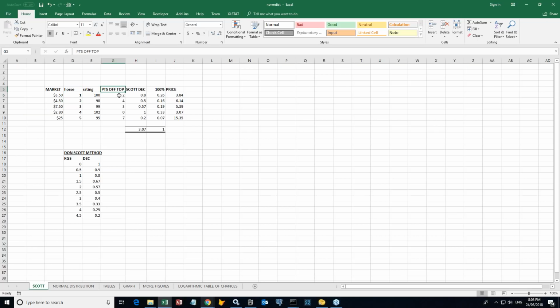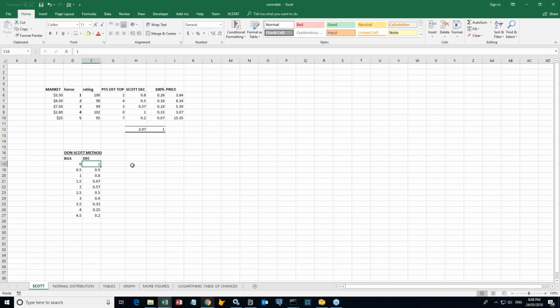So if this was our points off top, now Don Scott first introduced me to pricing back when I read his books a long time ago, and this was a table, the abridged version. It went down further, but this is an abridged version of the table that he recommended people use, where if you were this many kilograms off top, you would apply this decimal chance to it. So I won't jump ahead. Basically, if you were 0 points off top, you were given a chance of 1.